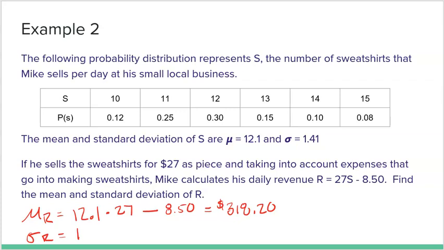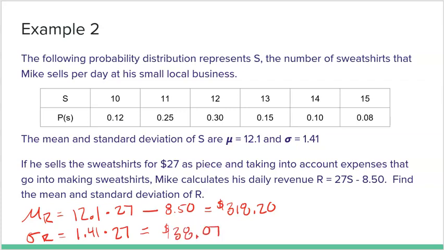Well, the 1.41 is the standard deviation for the sweatshirts he sells. Each sweatshirt is costing $27. But remember, subtraction nor addition affects standard deviation. So by thinking about that expense, $8.50, that will only impact the average. That's not going to impact the spread around that average. So I don't subtract the $8.50 at all.